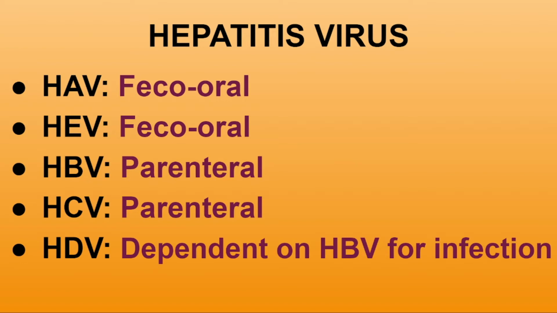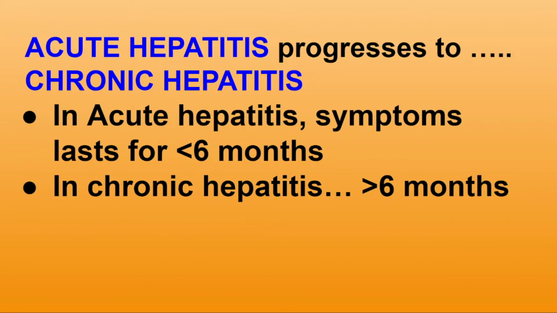Hepatitis B virus is the most common one, transmitted by the parenteral route, transmitted during birth, unprotected sex, or by needle prick injury. Hepatitis C virus is again by the parenteral route, and hepatitis D virus is dependent on the hepatitis B virus for the infection, causing the superinfection. Now let's again move on to the hepatitis.